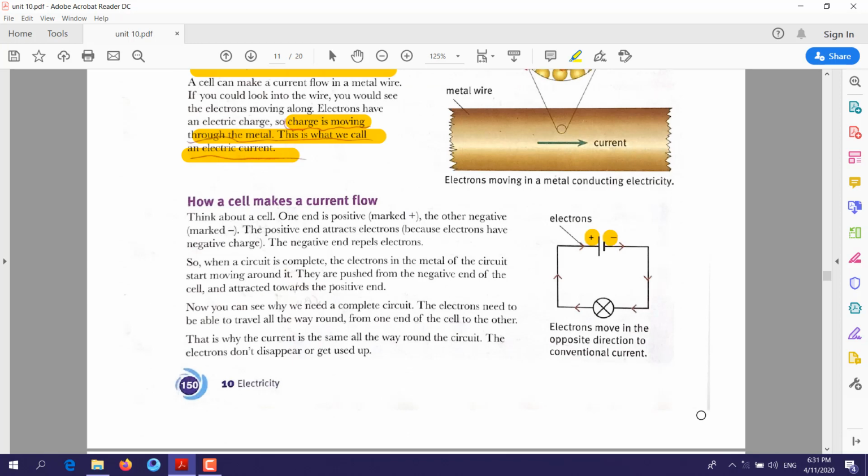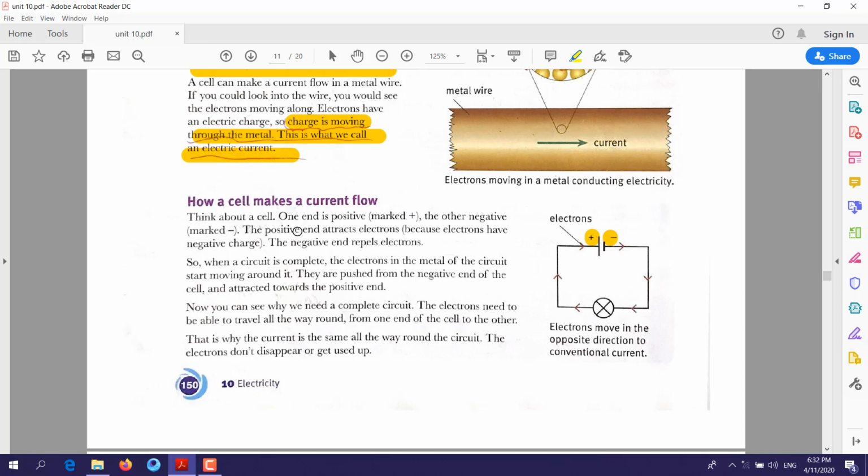How a cell makes a current flow. Firstly, we should remember the definition of electric current. We say it's the passing of electric charge. Here we didn't mention what kind of charge. It's just the movement or transferring of electric charge. We didn't mention if it's positive or negative, so you will not be confused when I explain this part.